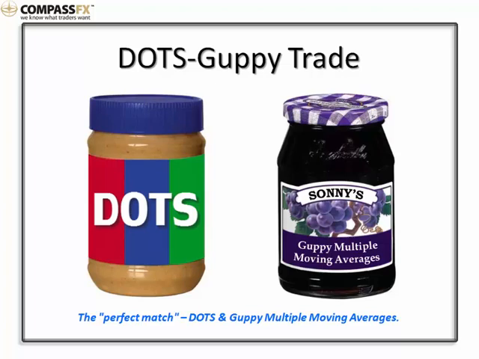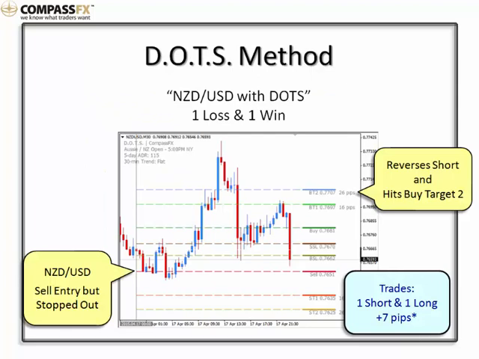Let's take a look. In this case right here, we see that the New Zealand dollar had a sell entry, but the market at the sell entry level turns and moves up and stops us out. When it does reverse, it does push up there and hit the buy target number 2 level. So we end up with one loser, the short, being stopped out, and one winner.